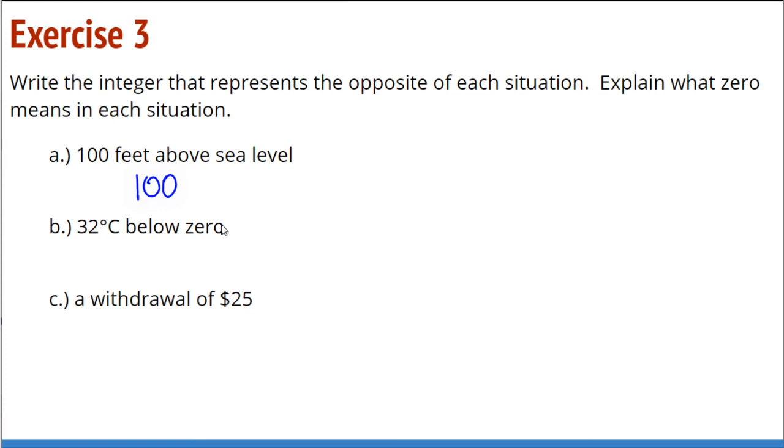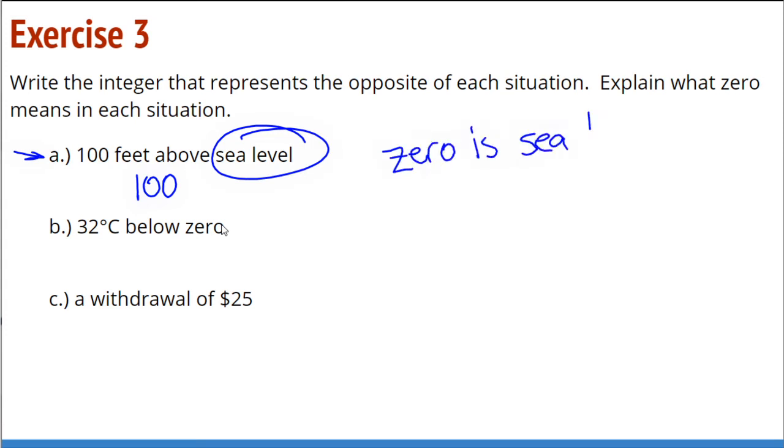Now, when I think about what 0 means, I need to ask myself, what am I counting from? So in this situation, remember 0 is where we start the counting from. So in this situation, what am I counting from? Well, we are counting from sea level. So 0 in this situation is sea level. It is the level of the sea. It's not a positive number. It's not a negative number. It is where the sea is.